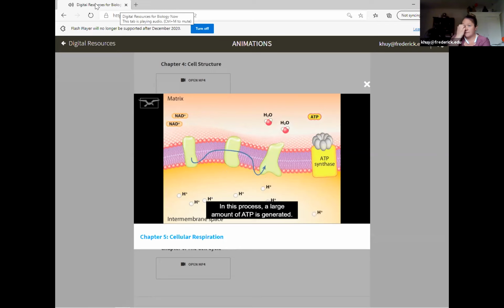In this process, a large amount of ATP is generated. In fact, oxidative phosphorylation can generate 15 times as much ATP as glycolysis alone can.